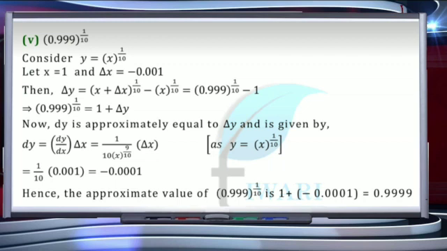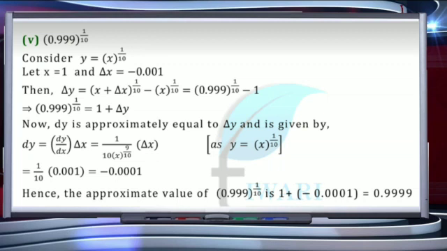Next, the fifth part is to find the approximate value of 0.999 raised to power 1 by 10. Our function y will become x raised to power 1 by 10. Now we will check whose value gives an exact integer value when raised to power 1 by 10, nearest to 0.999. That is 1. So our change, delta x, will be equal to minus 0.001. Similarly, delta y will be equal to (x plus delta x) raised to power 1 by 10 minus x raised to power 1 by 10.